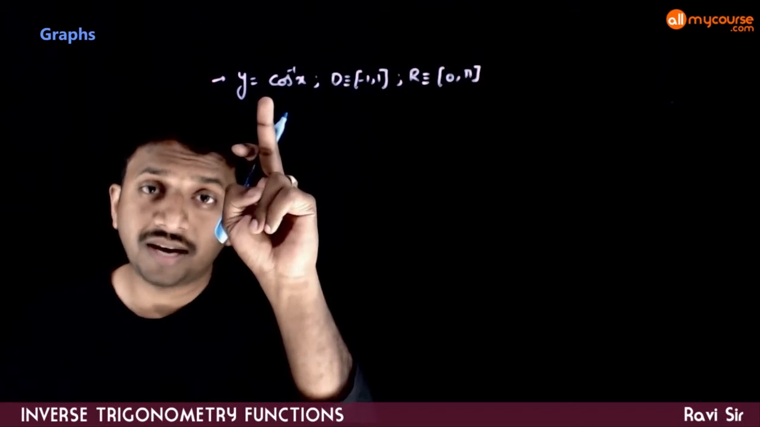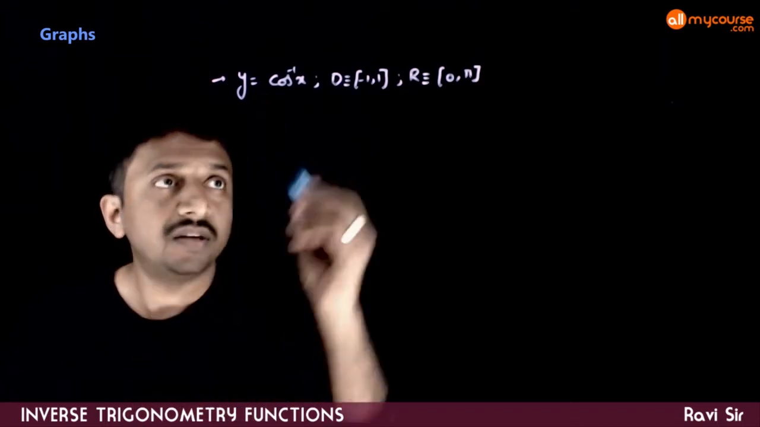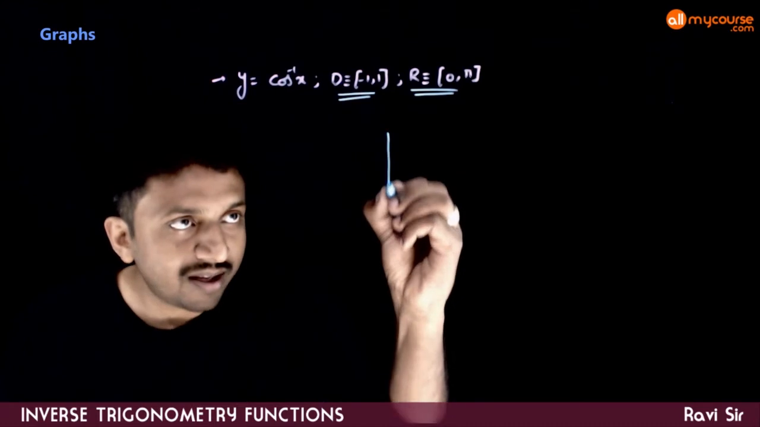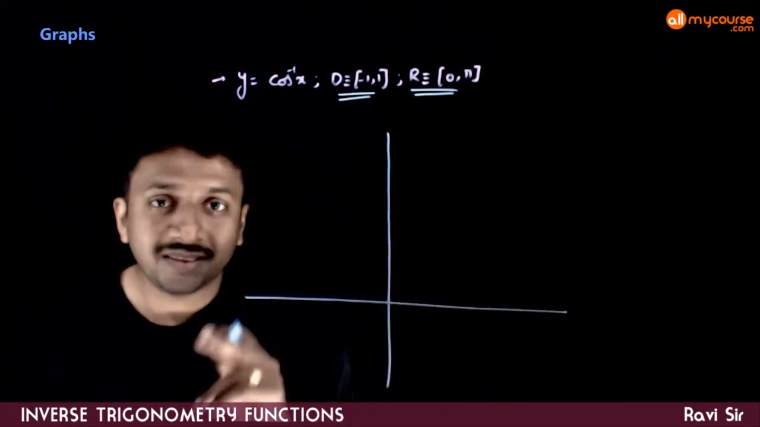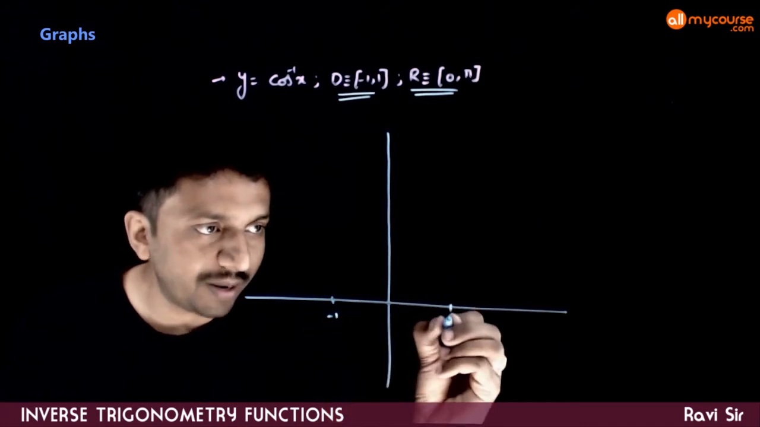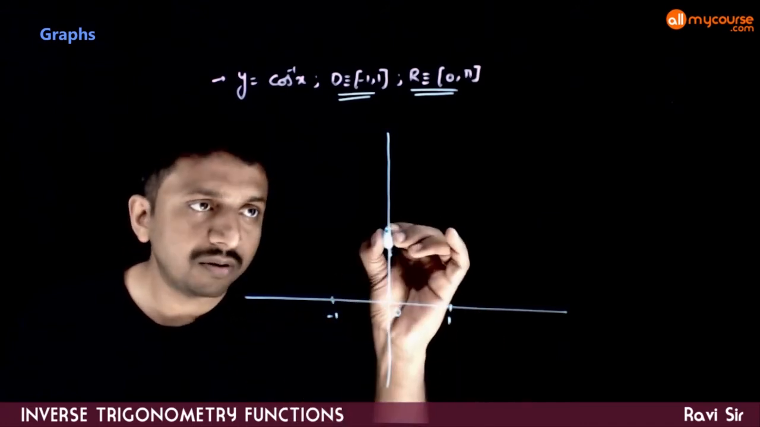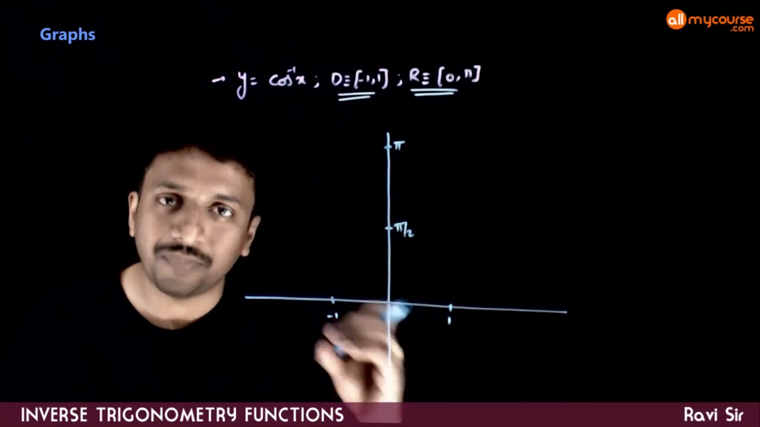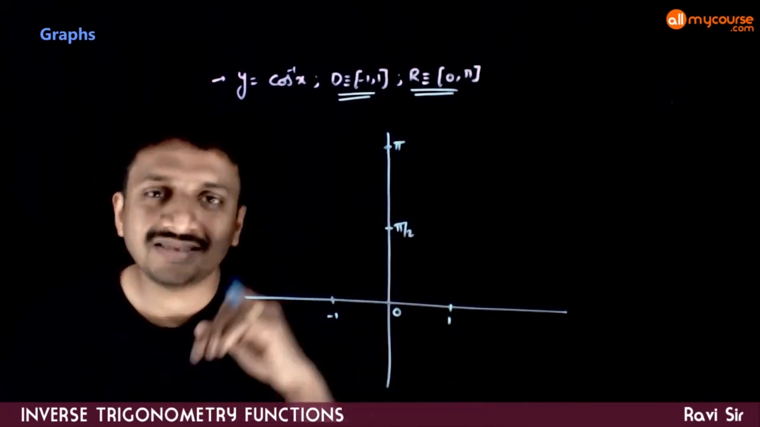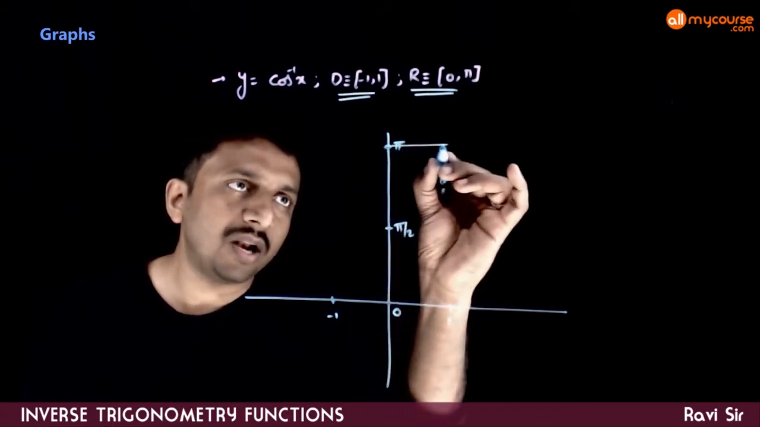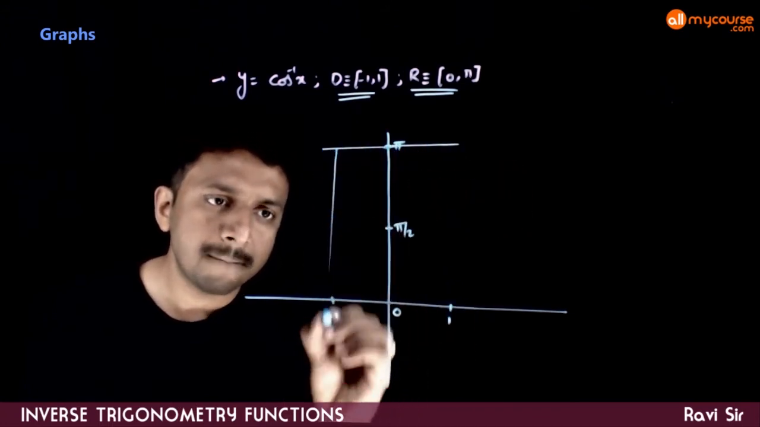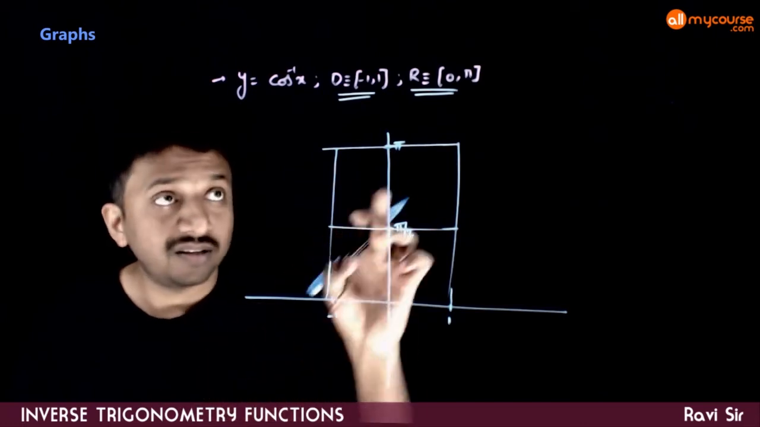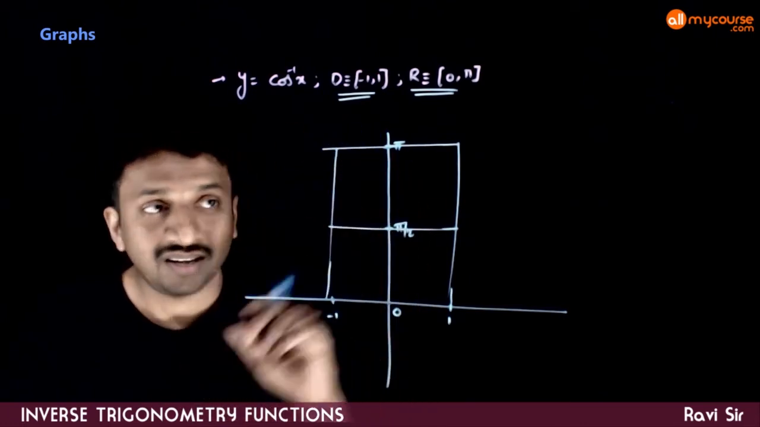Next, if you want to draw the graph of y is equal to cos inverse x, the domain is minus 1 to 1. The range is 0 to pi this time. So the graph extends from minus 1 to plus 1 and from 0 to pi. So this time the graph does not go below the x-axis because the whole range is positive. Again, if you draw a box like this, the graph of y is equal to cos inverse x has to lie in this box.